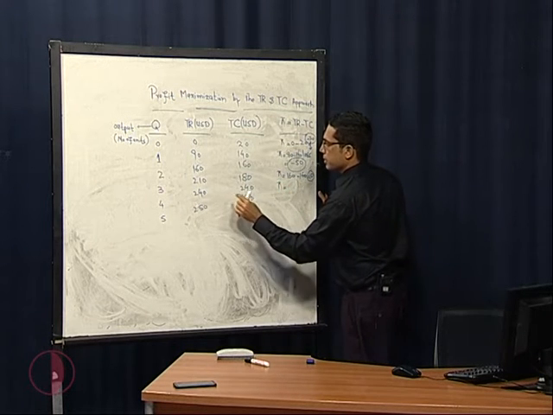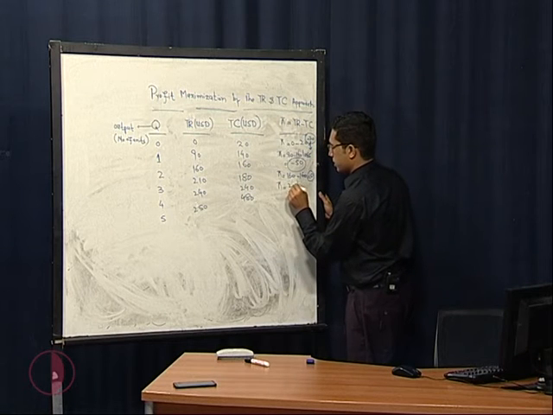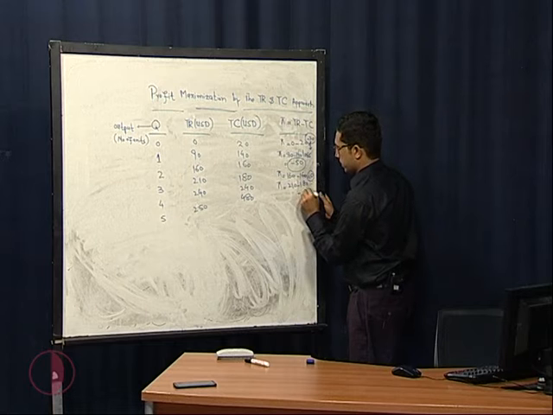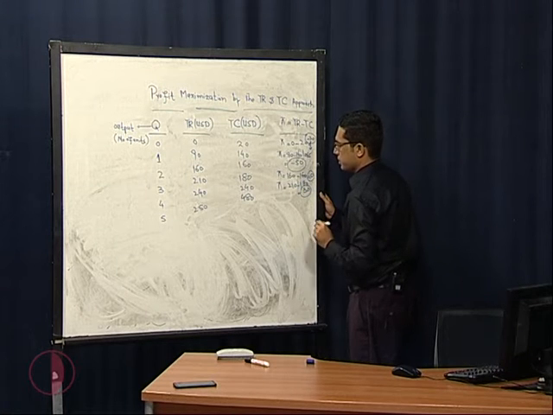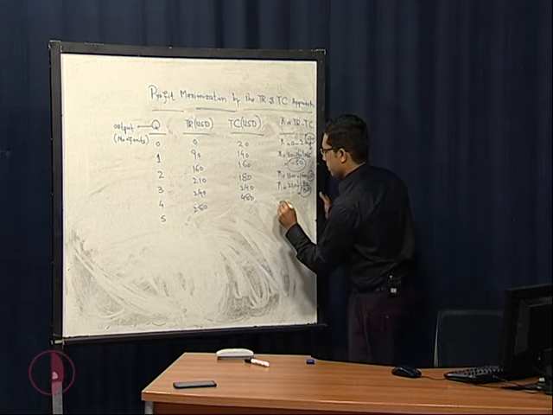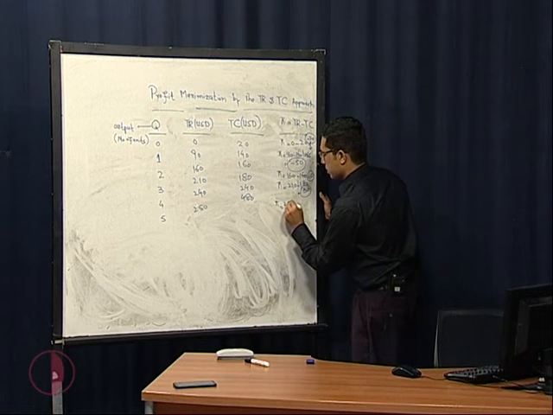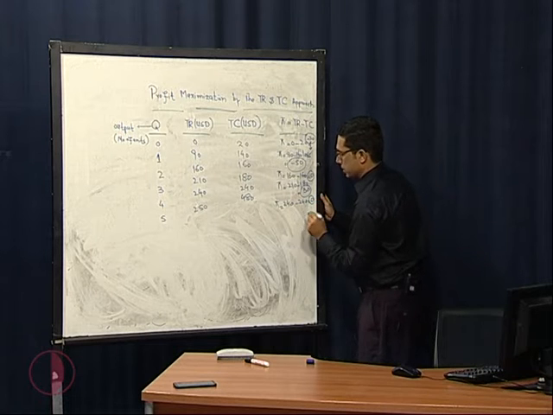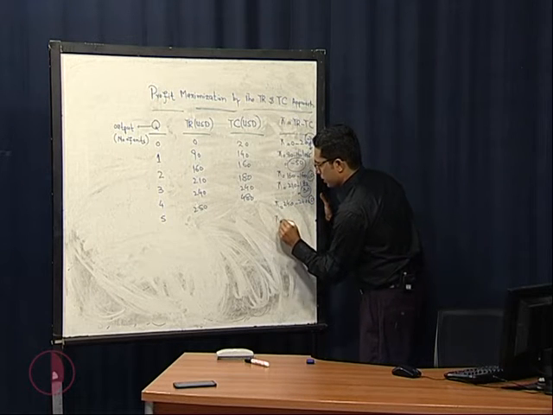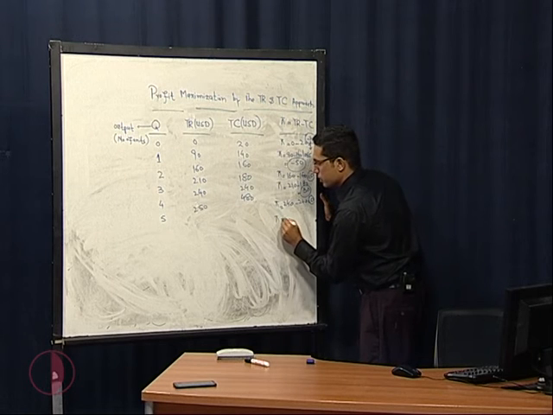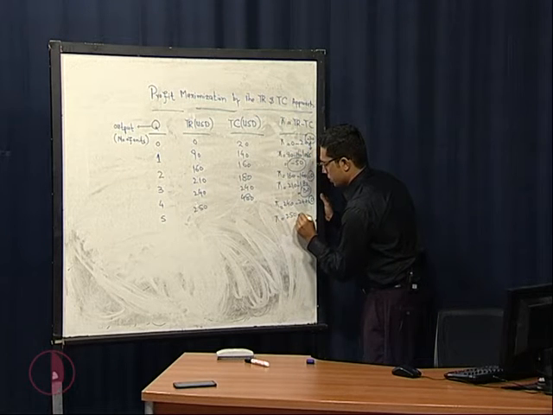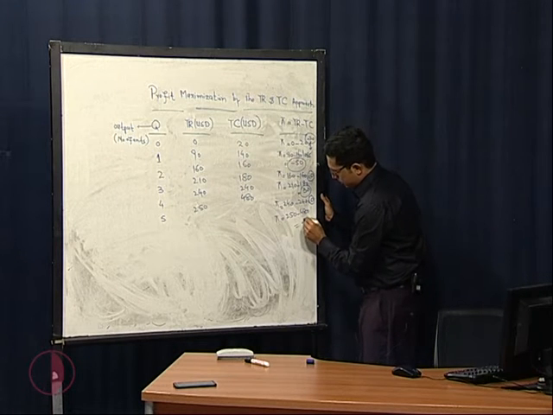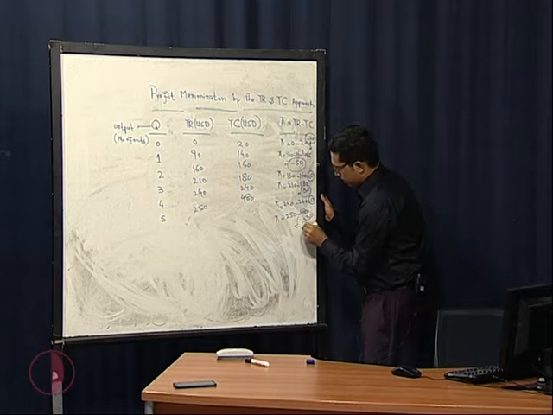In the next case, 210 minus 180 is equal to 30 US dollars. In this case, 240 minus 240 is equal to 0. When the firm produces 5 units of output, 250 minus 480 is equal to minus 230.